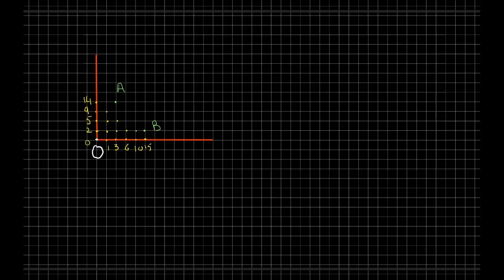Then I'm going to have a 16, 17, 18, 19, 20. Then I'm going to have a 21, and B is going to be 22. And then you have a 23, a 24, and A is going to be at 25. And then I have a 26 and a 27.